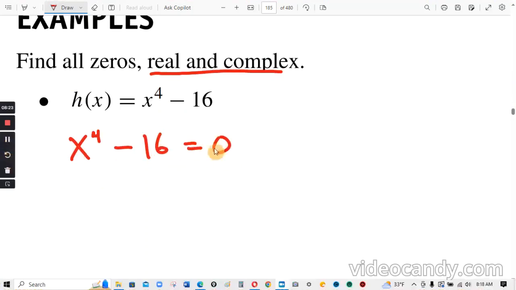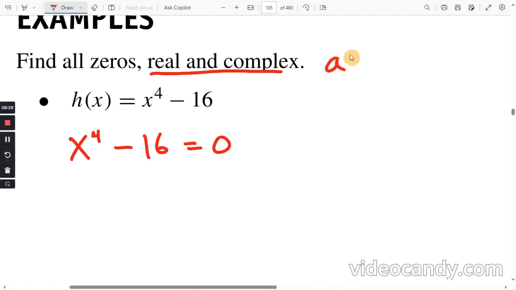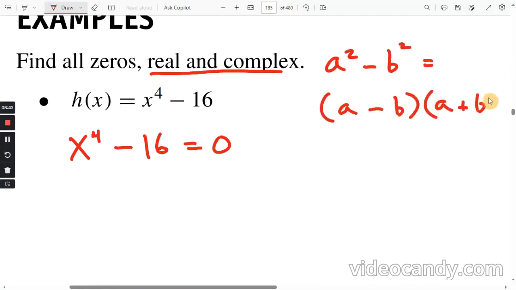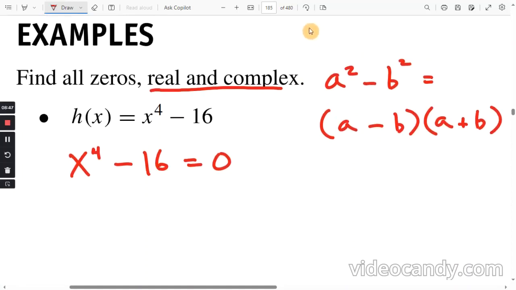Now, this is actually in the form of a squared minus b squared. And if you remember from algebra 2, if you have a squared minus b squared, you can break that up into a minus b and a plus b. All right, so in this case, the a is just x squared. So a squared would be x to the fourth, and the b is just 4. So b squared would be 16.